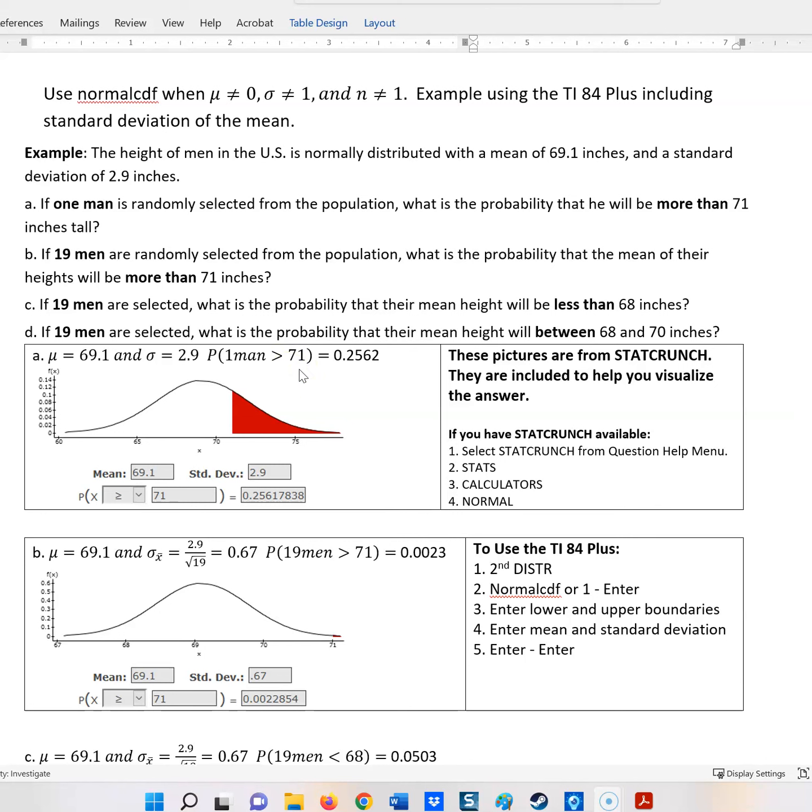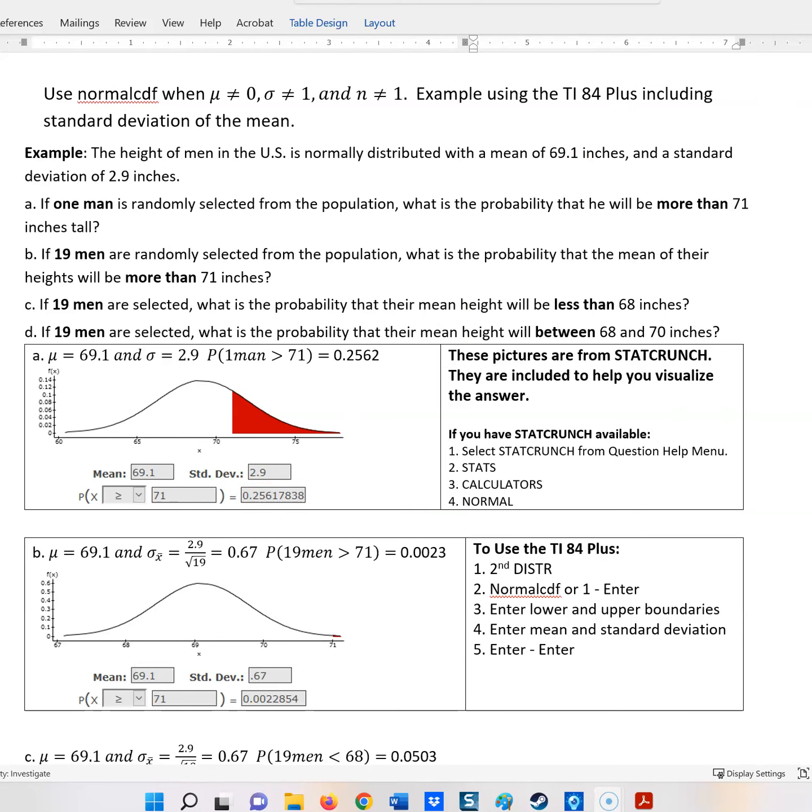Of course, if we pick one person, then we could just randomly pick one really tall person or one really short person, so there's a pretty good probability that they won't fall right close to our mean. I have these pictures in here from StatCrunch. I don't think that you have StatCrunch available necessarily. I just wanted to show you so you could visualize. This is what you get if your mean is 69.1 and your standard deviation is 2.9. The probability that you would get somebody who's greater than 71 inches tall is about 25.6 or 26%.